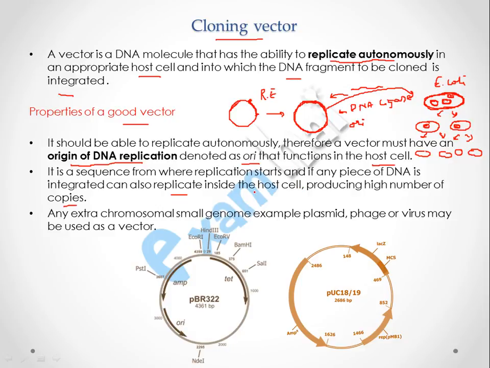An extra-chromosomal small genome, for example plasmids, phages and viruses, may be used as a vector. The most common example of a vector is a plasmid, phage or virus, and here you can see the diagram of a plasmid. These are the plasmids pBR322 and pUC18/19. This is the plasmid which is used as a vector for gene cloning.